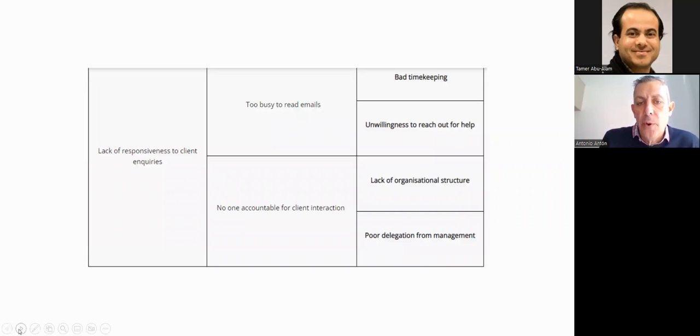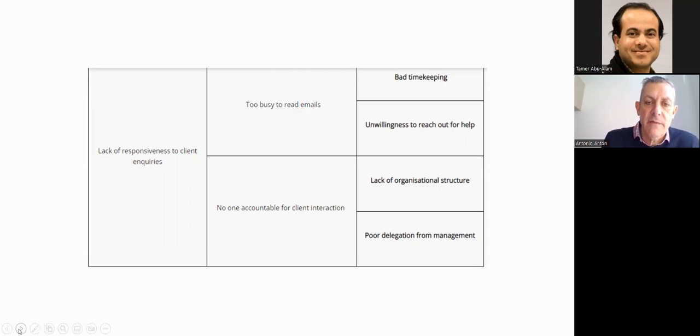So perhaps the problem is too busy to read emails. Very frequently, when you are inside, you send an email to your mate and you expect a very prompt response, and you realize that you need to wait more time, not too much. You say, well, what is the cause of this? Lack of response to client inquiries, you see, too busy.